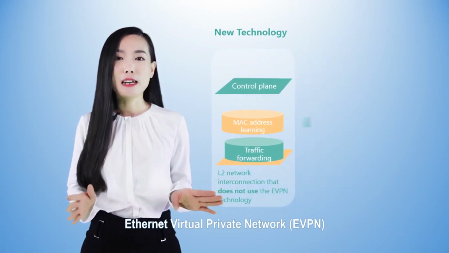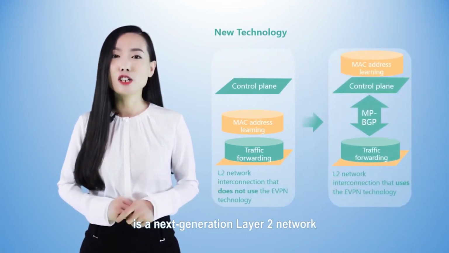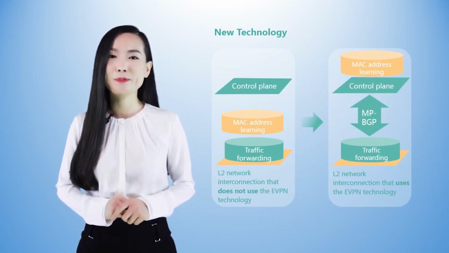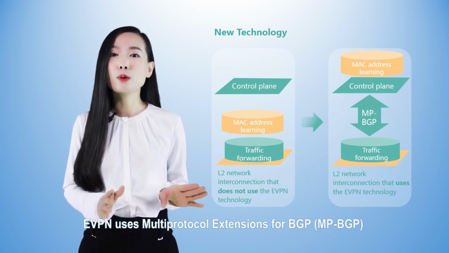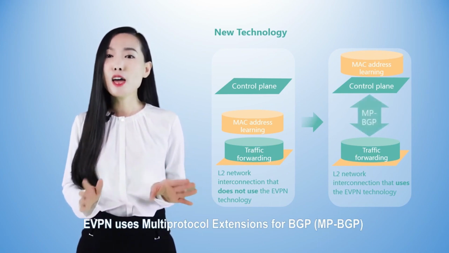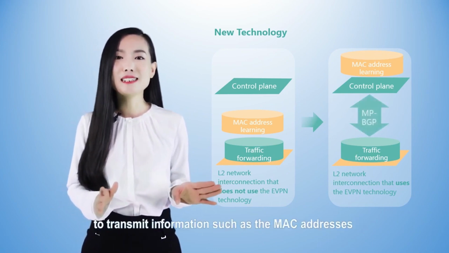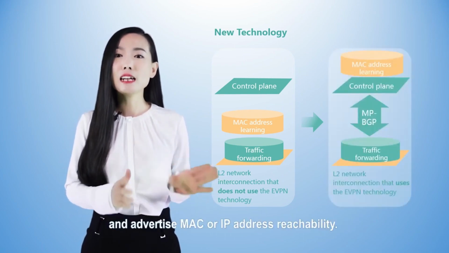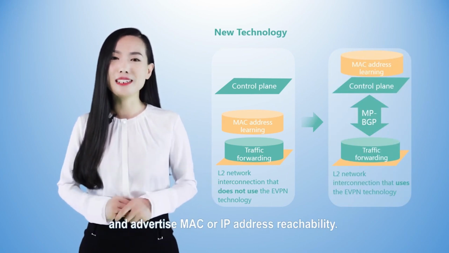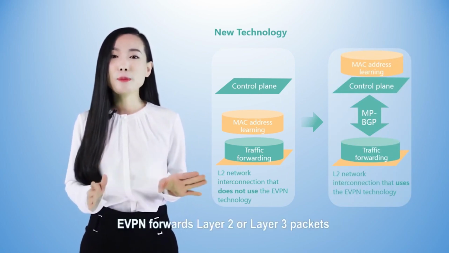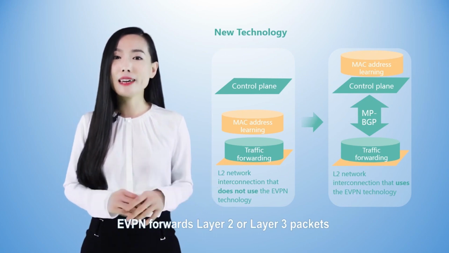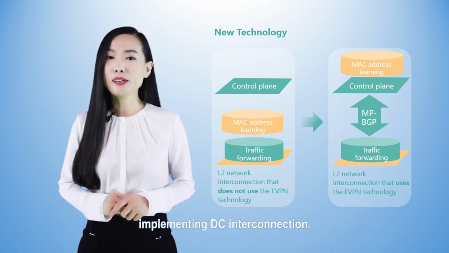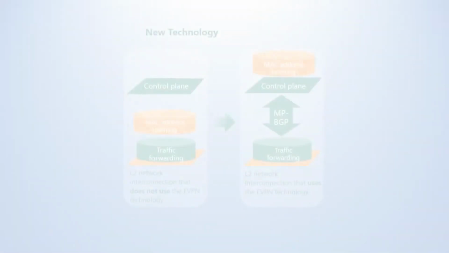Ethernet Virtual Private Network, EVPN, is the next-generation Layer 2 network interconnection technology used for DCs. EVPN uses multi-protocol extensions for BGP, MPBGP, to transmit information such as the MAC addresses and IP addresses of network nodes and advertise MAC or IP address reachability. EVPN forwards Layer 2 or Layer 3 packets based on generated MAC address entries and route entries, implementing DC interconnection.